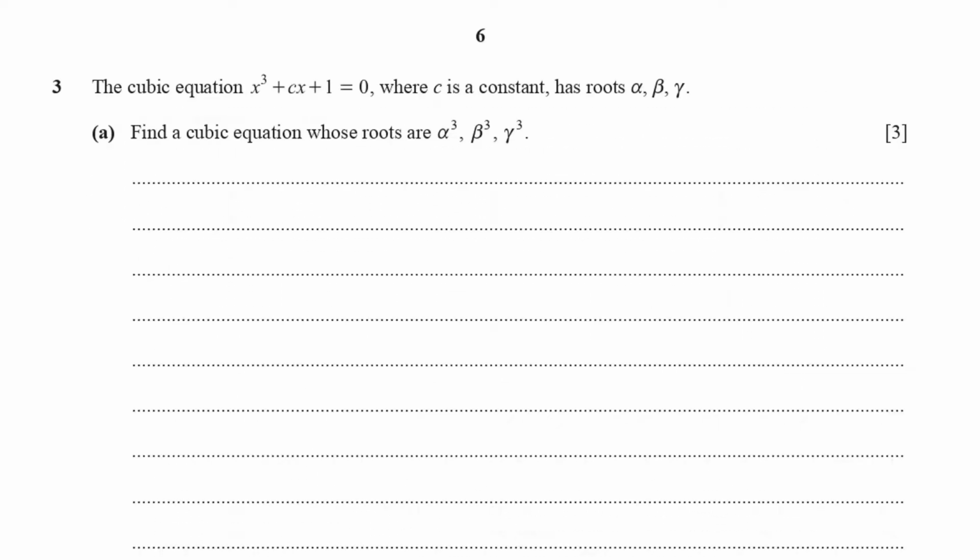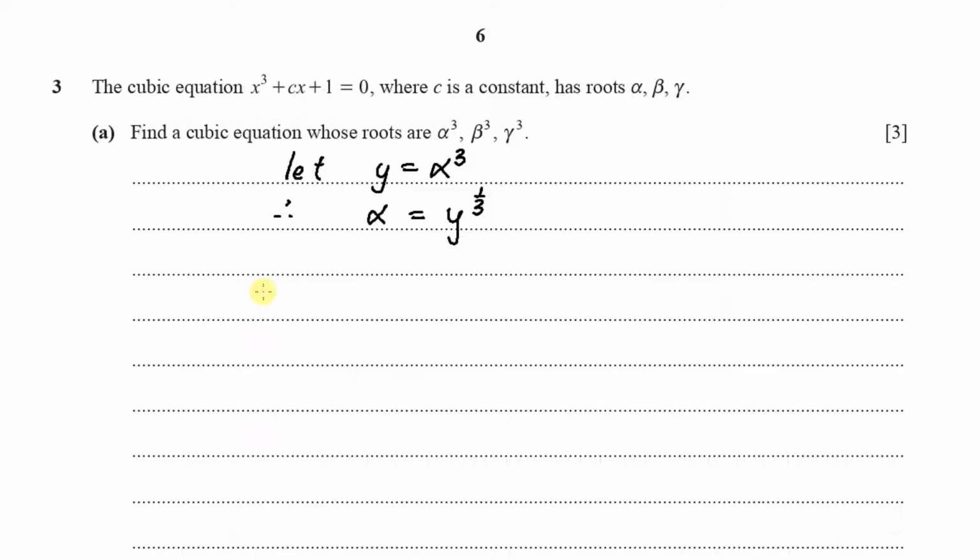Question number 3. The cubic equation x cubed plus cx plus 1 is equal to 0, where c is a constant, has roots alpha, beta, and gamma. So in A, find a cubic equation whose roots are alpha cubed, beta cubed, and gamma cubed. So what we're going to do here is we're going to say let y be equal to alpha cubed, which therefore means that alpha should come out as y to the power of a third.